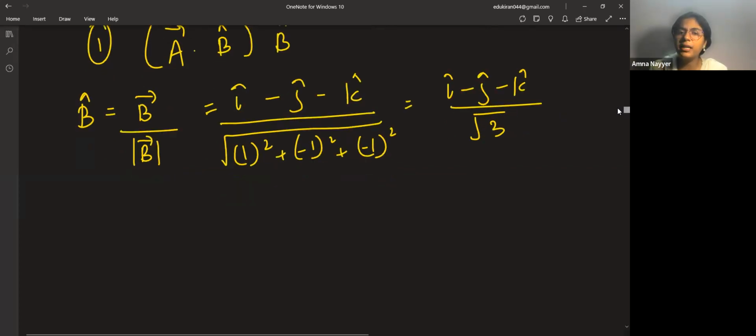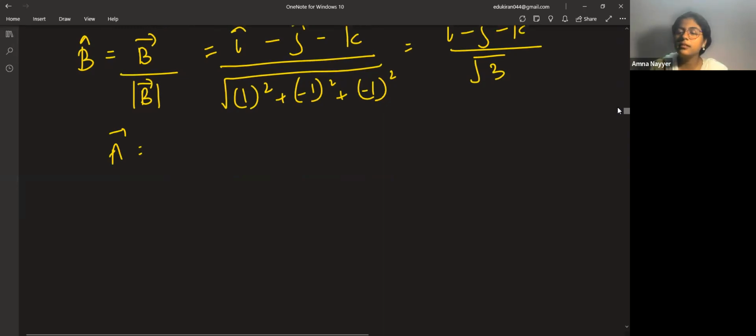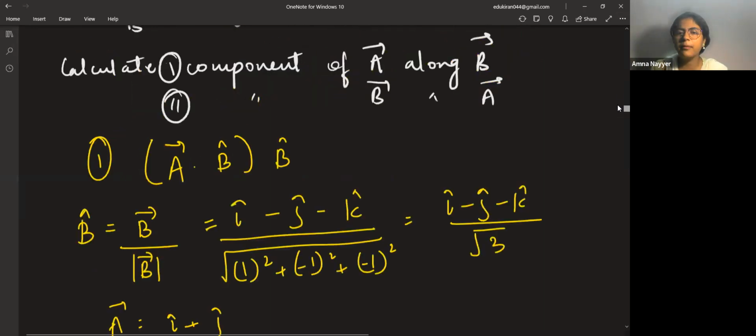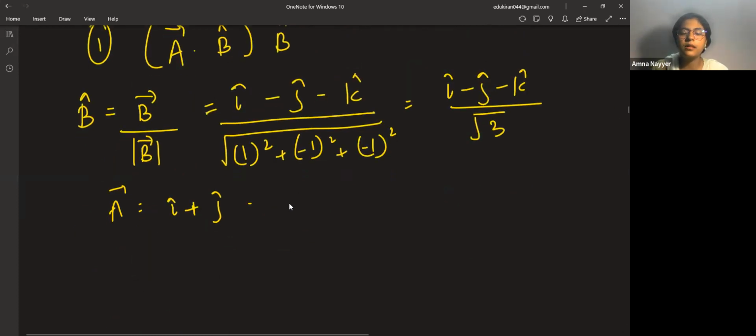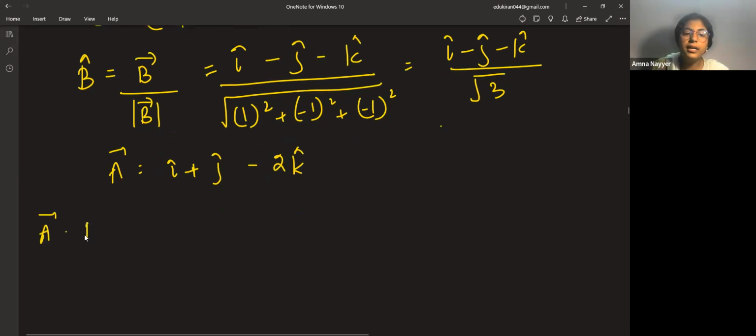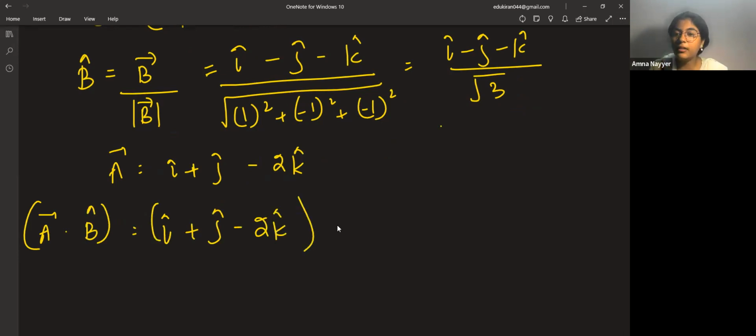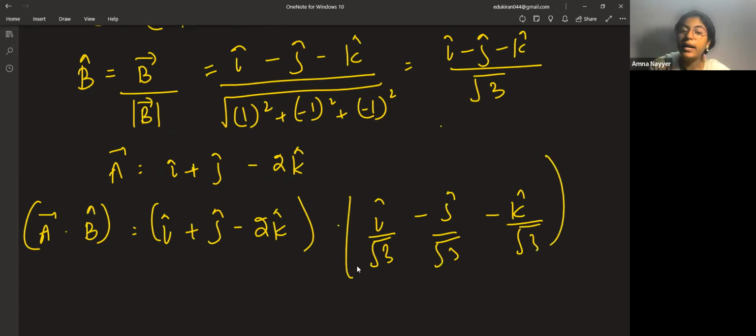Now coming to our formula, once we have B cap, what was A vector? I cap plus J cap minus 2K cap or plus 2K cap? Minus 2K cap. Now see, I cap plus J cap minus 2K cap if you have. First we have to do A vector and the dot product of this. See class, when we are taking A vector multiplied to dot product of this, means I cap plus J cap minus 2K cap, dot product with, means multiplied to I cap by root 3 minus J cap by root 3 minus K cap by root 3. I've just separated the terms so that it becomes easier for us to identify the coefficients.